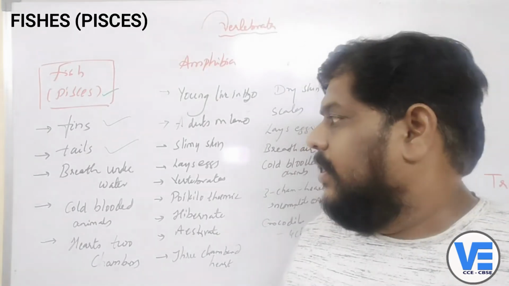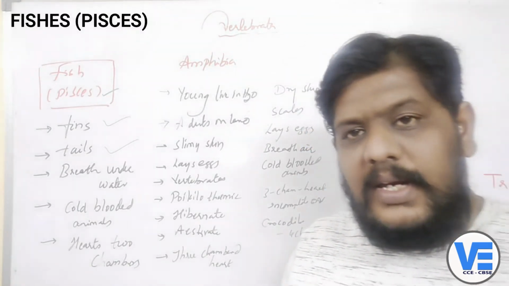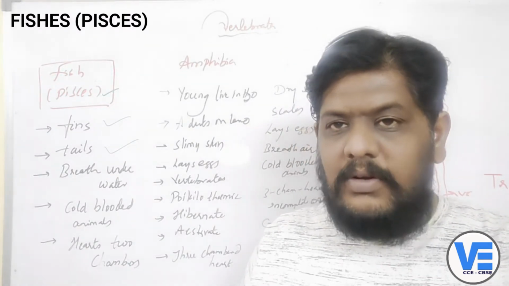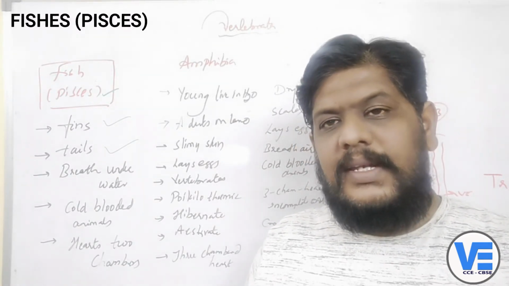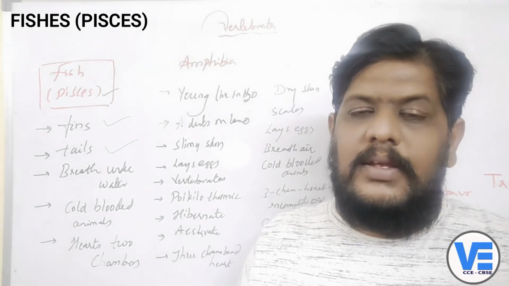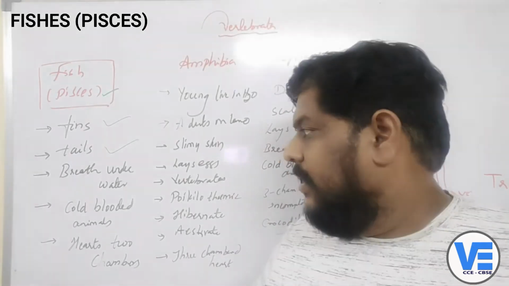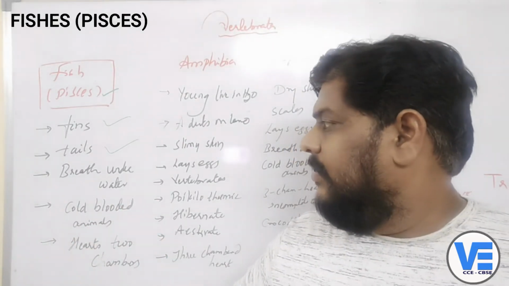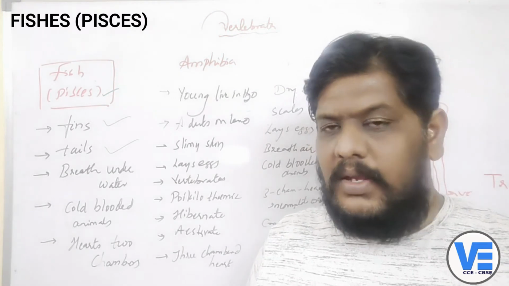That's a point. And next one is these organisms usually breathe under the water. Because they live in the water, they have to breathe under the water. They take the dissolved oxygen. So they cannot take the oxygen from the atmosphere. So that's why they have to take the dissolved oxygen, which is in the water, right?